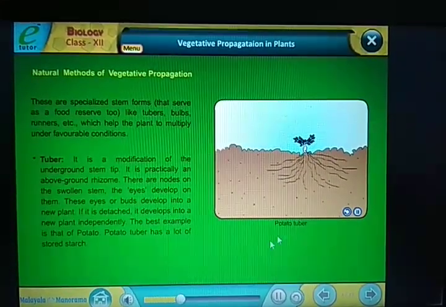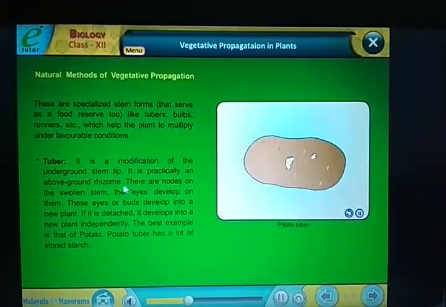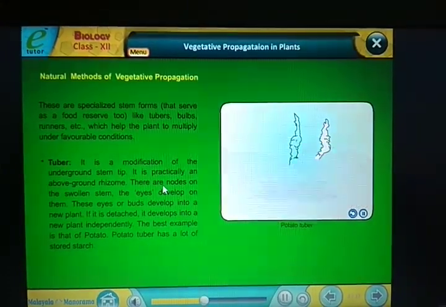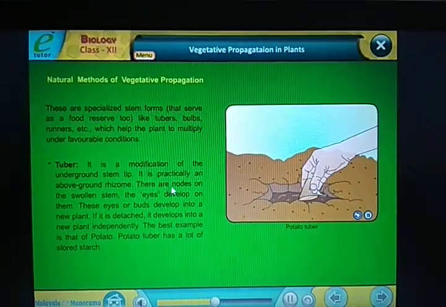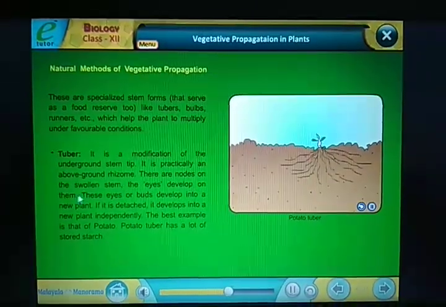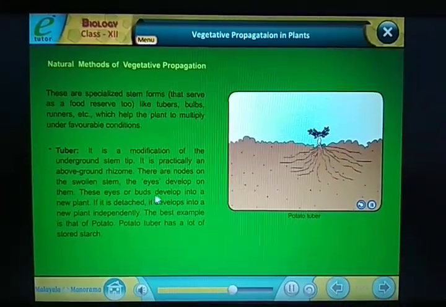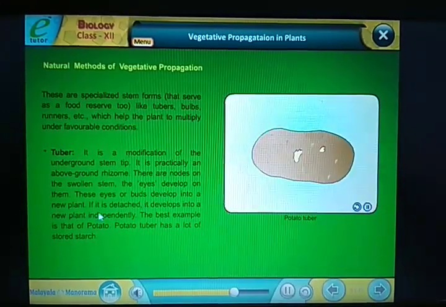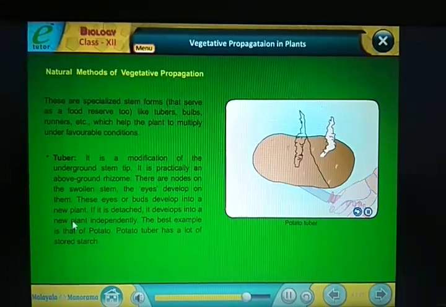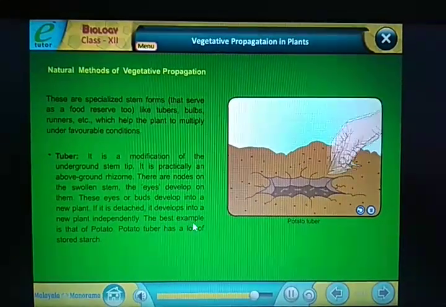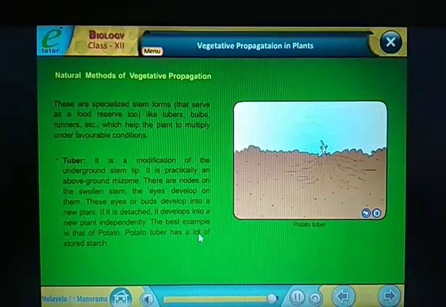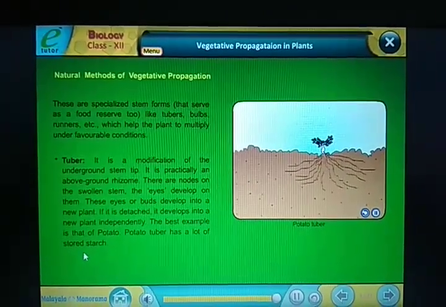Tuber. It is a modification of the underground stem tip. It is practically an above-ground rhizome. There are nodes on the swollen stem. The eyes develop on them. These eyes or buds develop into a new plant. If it is detached, it develops into a new plant independently. The best example is that of potato. Potato tuber has a lot of stored starch.